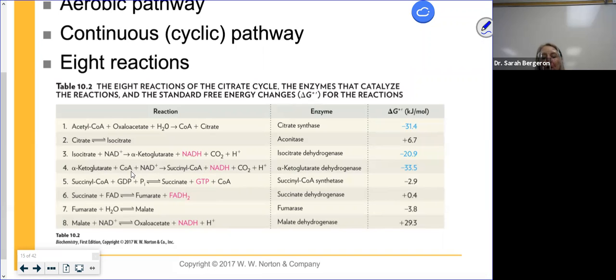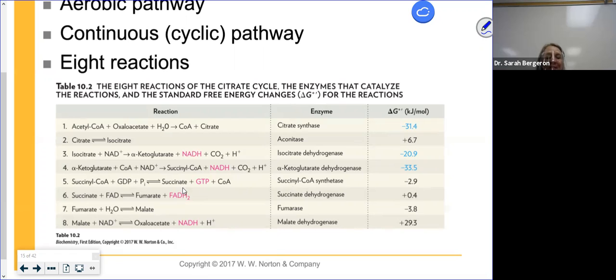We also are going to convert our coenzyme A. We're going to make carbon dioxide out of it. So this is part of why, when we undergo cellular respiration, what do we exhale? Carbon dioxide, right? That's one of our waste products. Okay, so now we have succinyl-CoA.